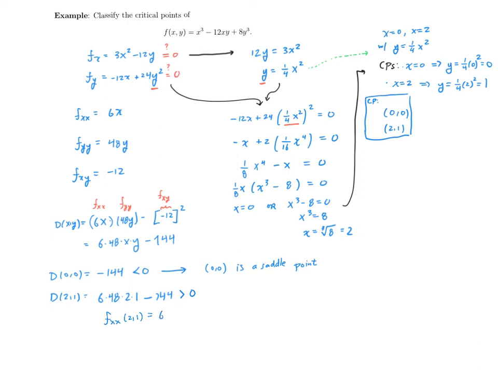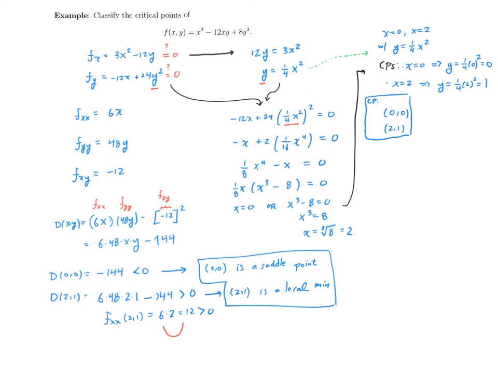So this would be 6 times 2, which equals 12, and is positive. If that second derivative is positive at a point, we think concave upward, which indicates a local minimum. So these computations imply (2, 1) is a local minimum, which finishes the classification of the critical points.